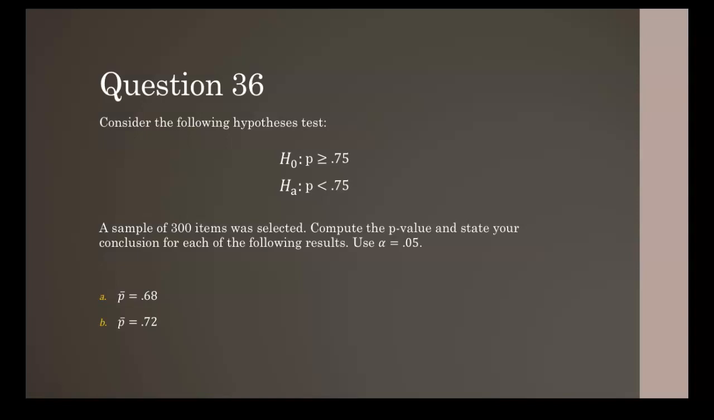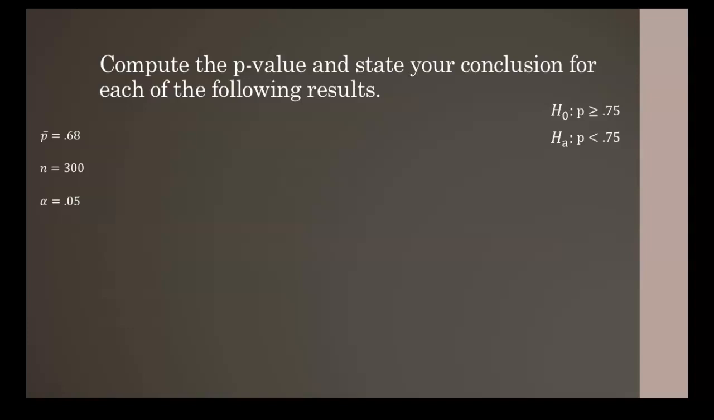We're going to use 0.05 as our alpha in this problem. So we have part A, where p bar is 0.68, and part B, where p bar is 0.72. Let's work on part A right now. In order to find a p-value, we first need to find a test statistic. In order to find a test statistic, we need to prove that we can use a z-score. We can find our proofs for proportions and find that we are able to use a z-score in this problem.